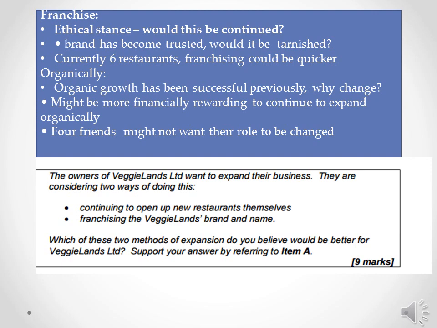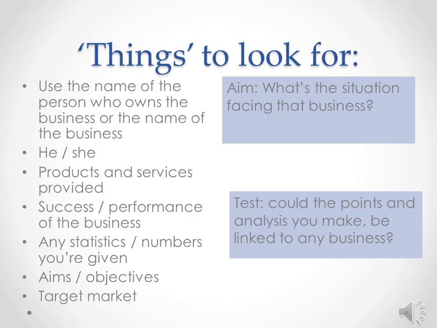Currently they've got 6 restaurants. Franchising would be quicker. So you'd be talking about in the case study that, okay, they've opened up 6 restaurants, but if they went down franchising, this could be quick expansion, could be done at a faster rate. Okay, so when you're looking at that, you're trying to find snippets that would suggest that it links to the case study.